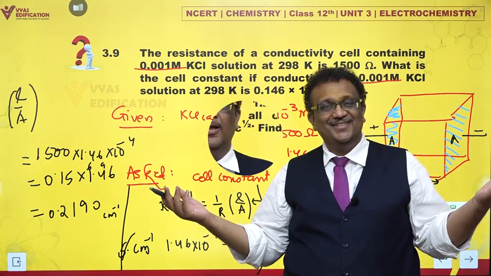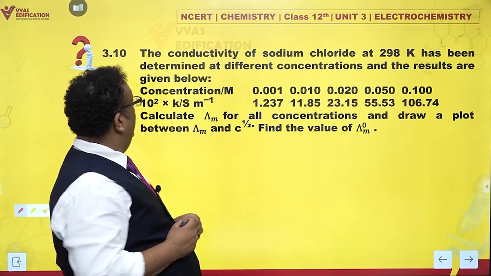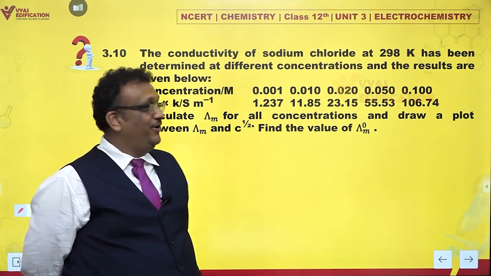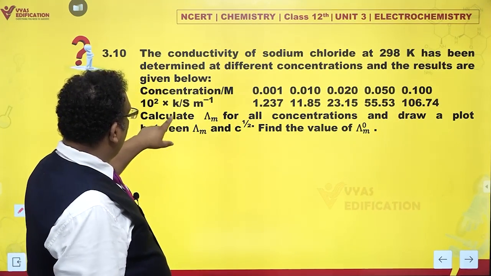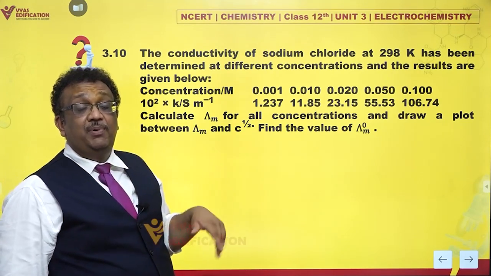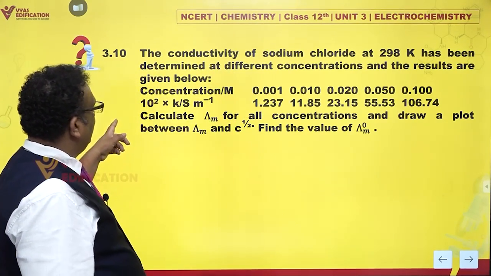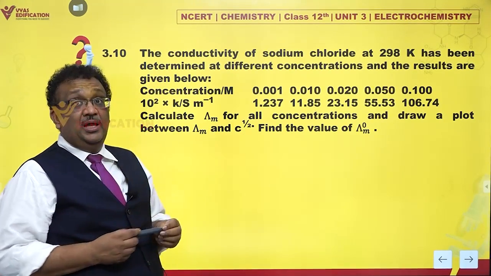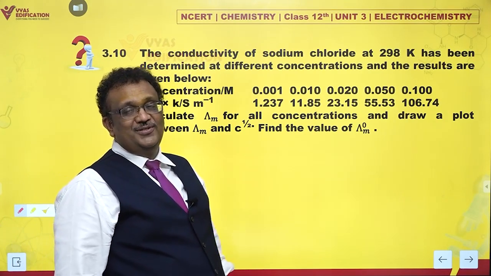Is that the answer? Yes, that's the answer. This question says, the conductivity of sodium chloride at 298 Kelvin has been determined at different concentrations and the results are given below. You have concentration in terms of moles per liter and kappa in Siemens per meter, but it's not just kappa, it is kappa multiplied by 100, so that the value looks good. Calculate lambda m for all concentrations and draw a plot between lambda m and root c. Find the value of lambda m naught.